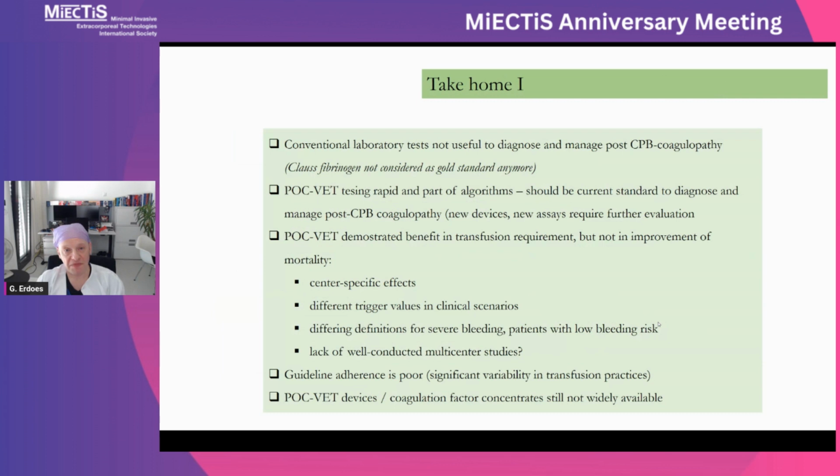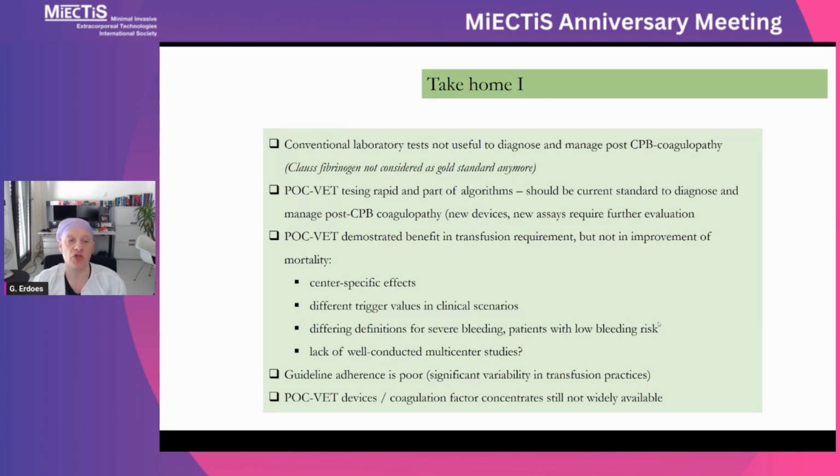So I'm coming to the end of my presentation. I have several take-home messages. Conventional laboratory tests are not useful to diagnose and manage post-CPB coagulopathy. Clauss fibrinogen is a very good test, but it is no longer the gold standard to diagnose hypofibrinogenemia.